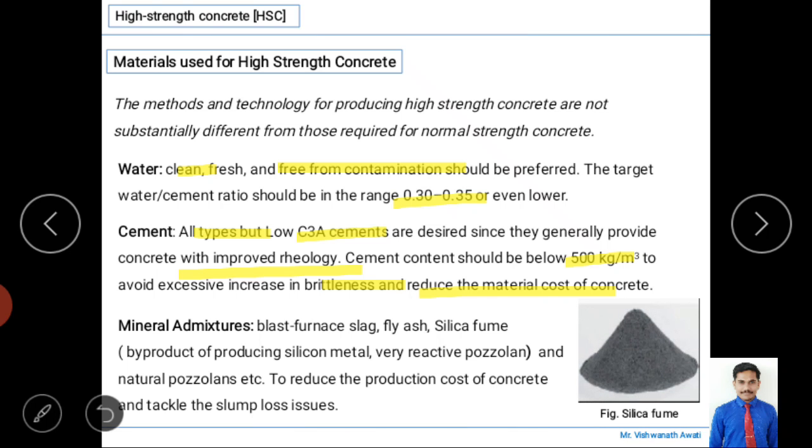Next is the use of mineral admixtures. So why did I use this word?